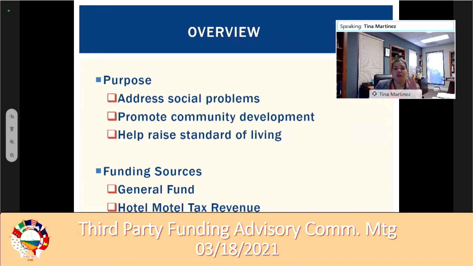Just to give you an overview, and we'll go into more detail once we provide you a little more training on the actual application. This is what we share with the applicants as well as the committee. All the applications have to address a social problem. They have to promote community development. They have to raise some sort of standard of living. And the sources of funding are both general fund and hotel motel revenue.